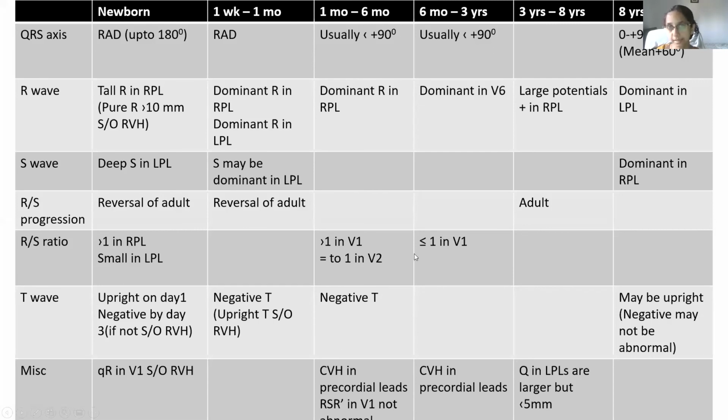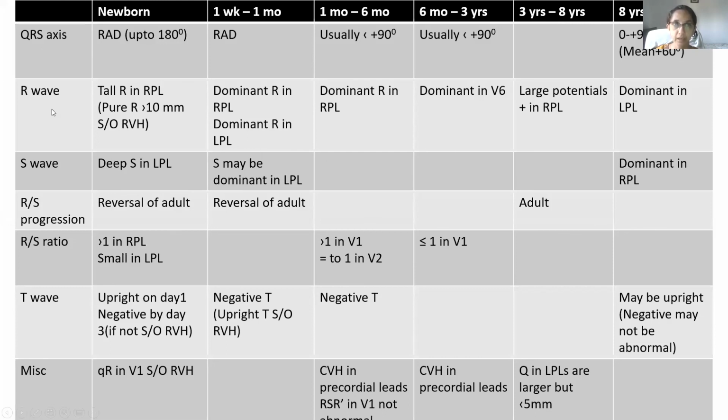Now, with this understanding, we are just going through to summarize about the axis. We got to know that QRS axis normally is 0 to 90 degrees, but in a newborn, it can be up to 160 degrees. So right axis is normal in a newborn. Slowly over a couple of months, it will become like an adult.